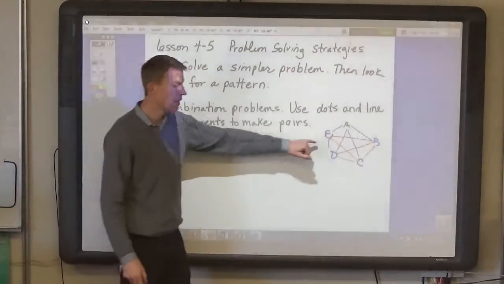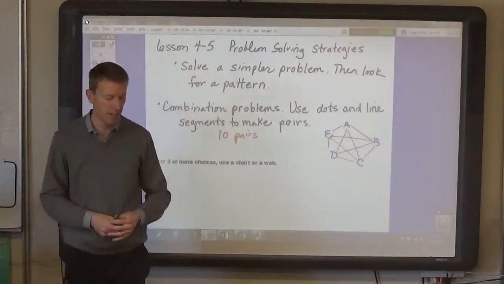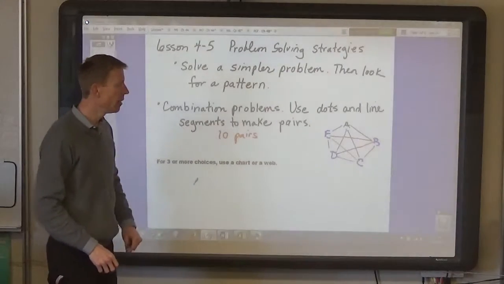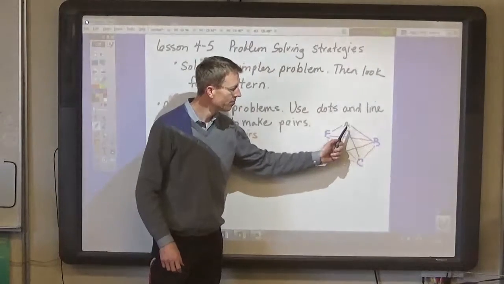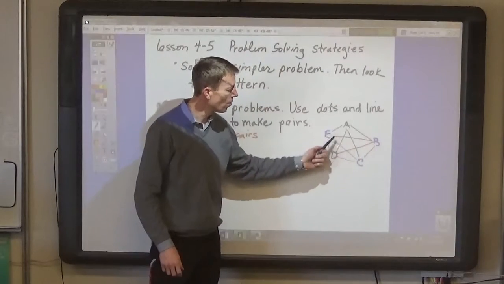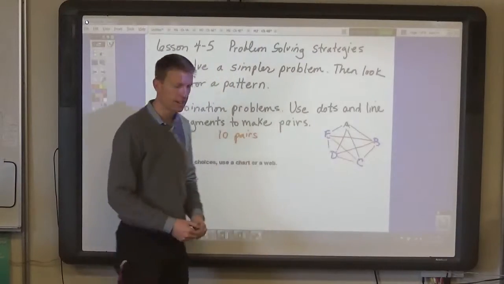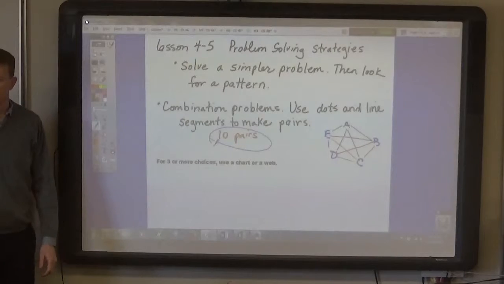And that's how you can come up with all of those games, all of those matchups in an organized way without skipping any, without duplicating any. And then just count the number of lines. 1, 2, 3, 4, 5, 6, 7, 8, 9, 10 pairs. Okay? It's a simple way to come up with pairs.